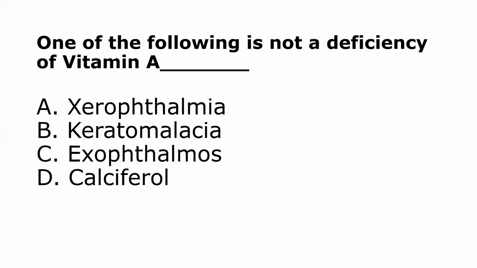One of the following is not a deficiency of vitamin A. A, xerophthalmia; B, keratomalacia; C, ophthalmia; D, calciferol. The correct answer is D, calciferol. Calciferol is also known as vitamin D. So when you look at the options provided, xerophthalmia is there, keratomalacia is there, ophthalmia is there, whereas calciferol is the wrong option.